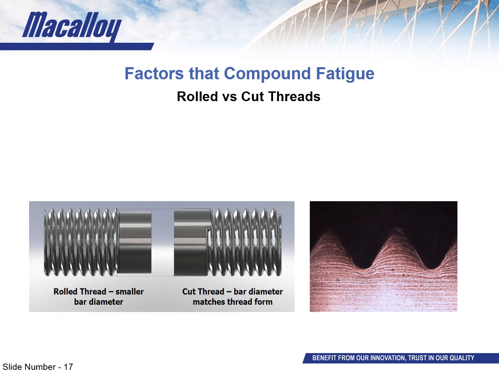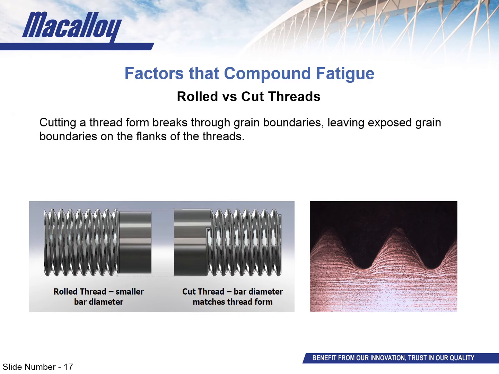The final factor of tension rods that is considered for a fatigue system pertains to the thread itself, or more importantly, how it's created. So there are two main methods of achieving a thread form from a solid bar. The first of which is a cut thread. Now this is where you start with a bar that is the same diameter as the major diameter or peak of the thread, and you achieve the thread form by removing material with a cutting tool. In doing so, the tool is breaking through the grains of the steel and leaving exposed grain boundaries on the flanks of the threads. Now this is an issue in fatigue applications, as these exposed grain boundaries are areas that cracks can initiate.